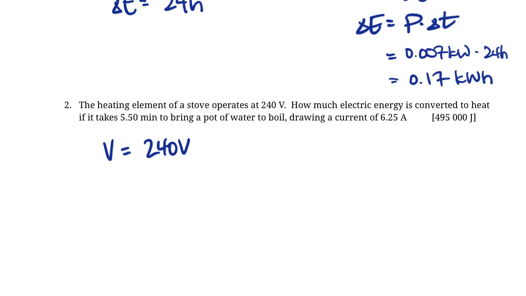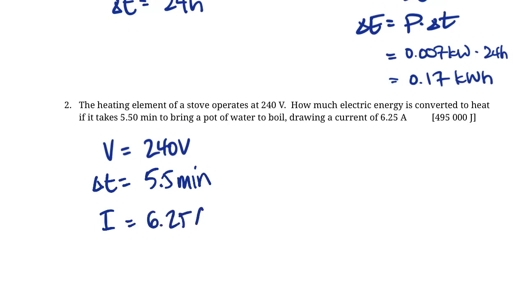We want to know how much electric energy is converted if it takes 5.5 minutes, so our delta T is going to be 5.5 minutes to bring a pot of water to a boil, drawing a current of 6.25 amps. So our current is 6.25 amps. Now, we're looking for energy, right? Delta E, once again, is our unknown. We have a few different things. How can we go about doing this?